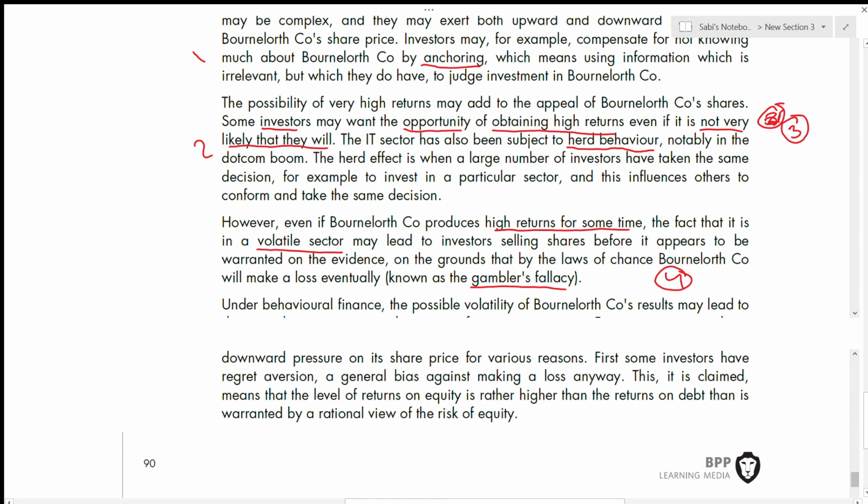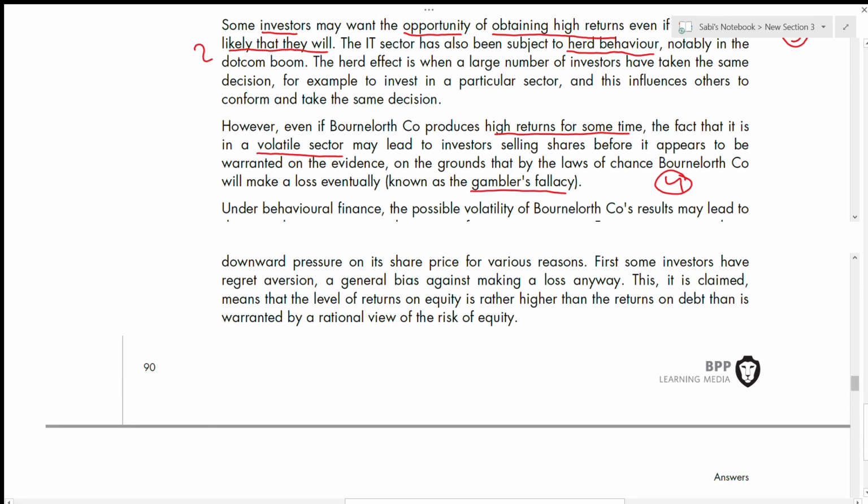What is it? See, you might not have any evidence that you are going to get a loss here. Why loss? Because it's a very volatile sector. So even if returns are high for some time, investors will sell their shares. They take the decision to sell their shares simply because they want to avoid making a loss. They have a fear that they're going to make a loss here. Even if before any evidence comes, they take this decision to sell their shares. That is known as gambler's fallacy. That is the fourth behavioral factor.